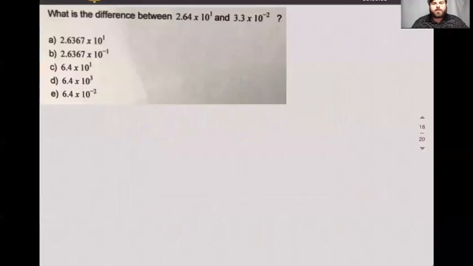All right, what is the difference between 2.64 times 10 to the 1st and 3.3 times 10 to the -2nd? Okay, so what is the difference between 10 and 3?